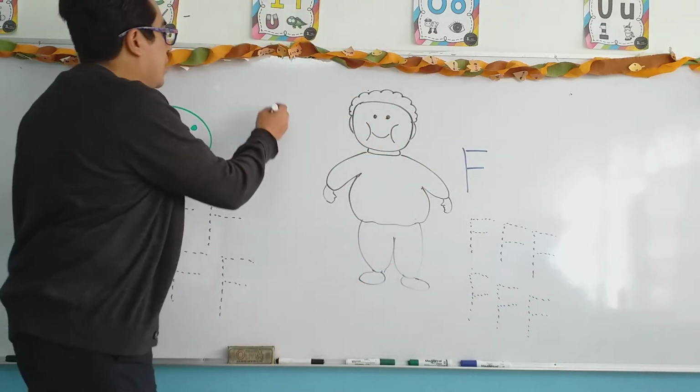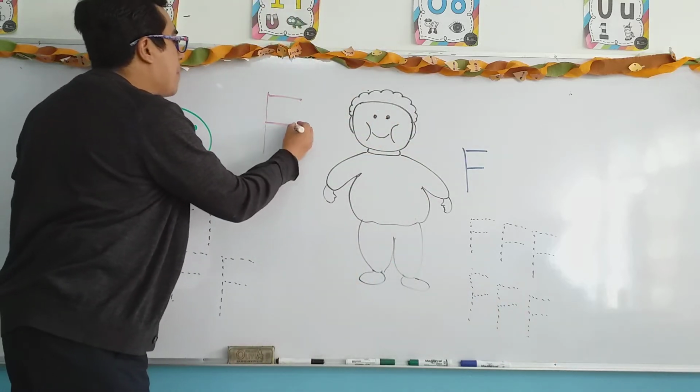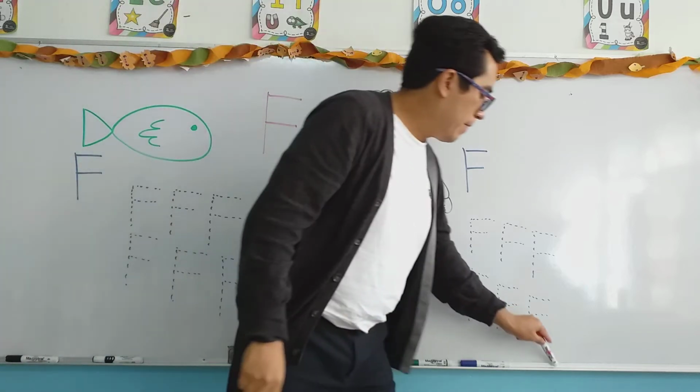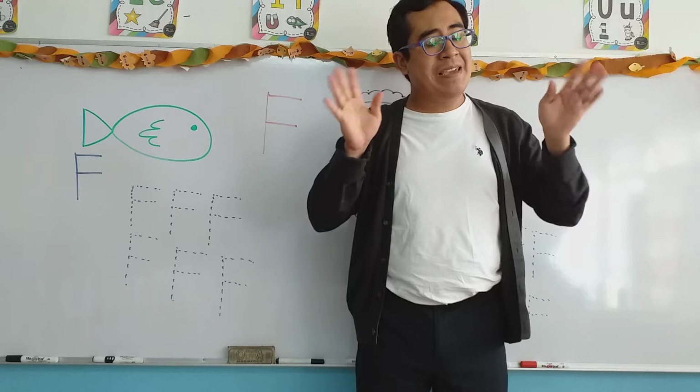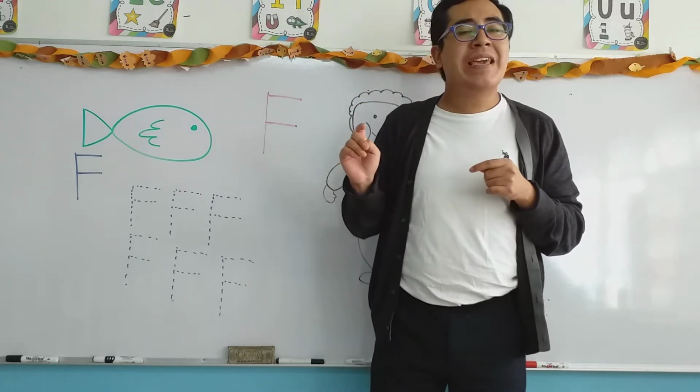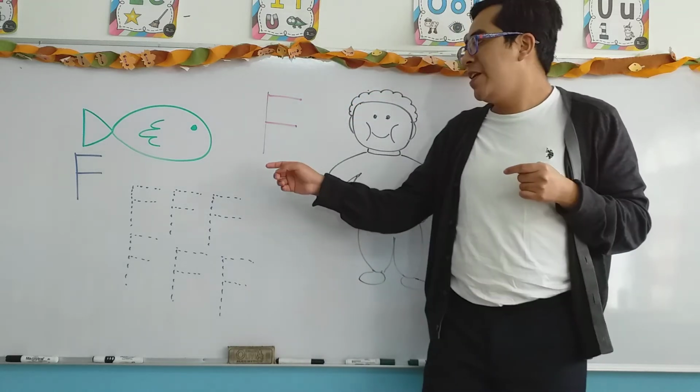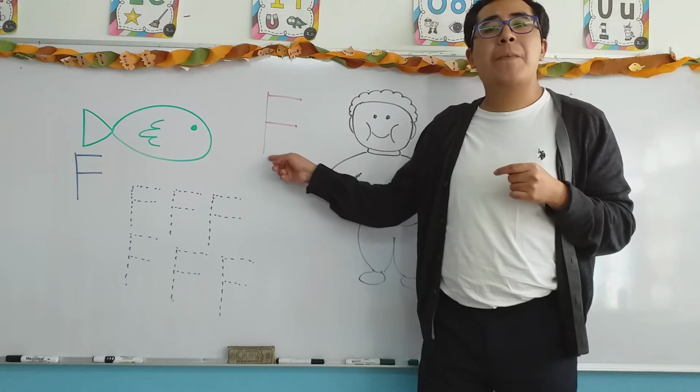I forgot to put it right here in the middle. Capital F. Okay. Now, as you can see, capital F is similar to the letter E, with the exception that the final line doesn't appear.